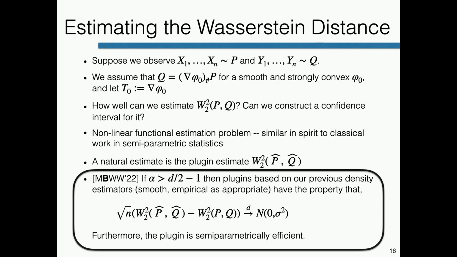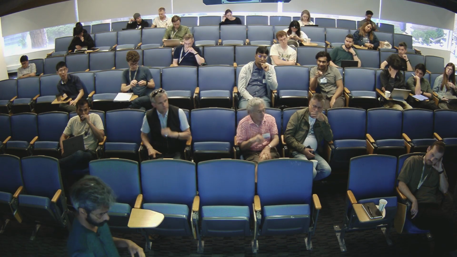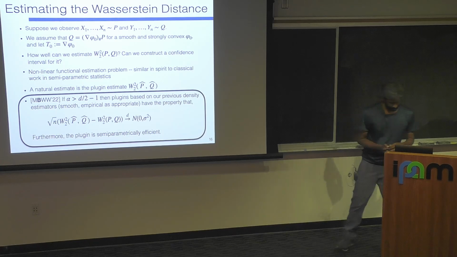Okay, so this is just saying that if you were interested in estimating the Wasserstein distance and the underlying distributions happen to be very, very smooth, then the plug-in estimator is consistent at the fastest possible rate, and you can understand the distribution of this plug-in estimator. So with taking alpha greater than this, you kind of kill the bias term. Yeah, exactly. So I'll explain this in a second, but yeah, that's right.